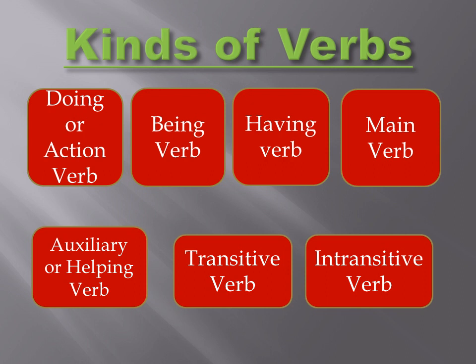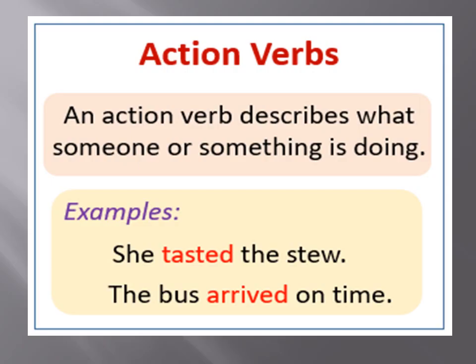Alright. So in today's class we will learn doing, or in other words it's called action verb. We will learn being verb, having verb, main verb, auxiliary or helping verb, transitive verb and intransitive verb. So let's get into the definition of each of these. So let's start with doing. Now let's see what action verbs or doing verbs means.